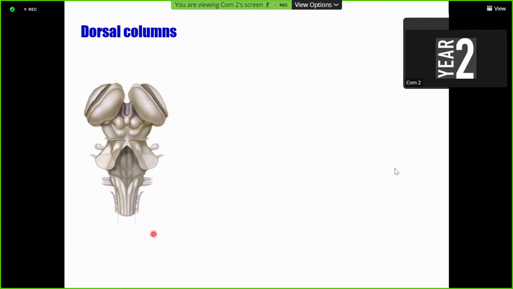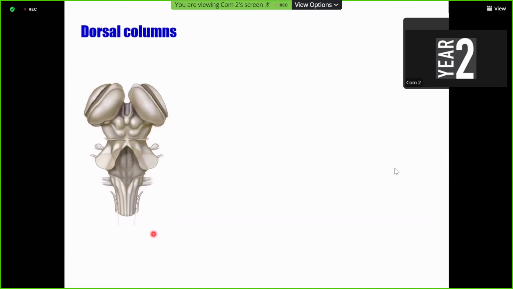Okay. And then they would go all the way to the thalamus, where the cell bodies of the third order neurons are located. And this nucleus of the thalamus is called the ventro-posterior lateral nucleus of the thalamus. From here, the fibers will pass through a space in the brain, which is called the internal capsule, and then go to the post-central gyrus, which is the primary sensory area.